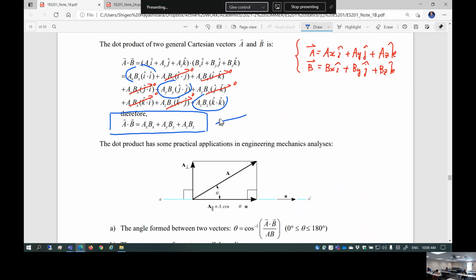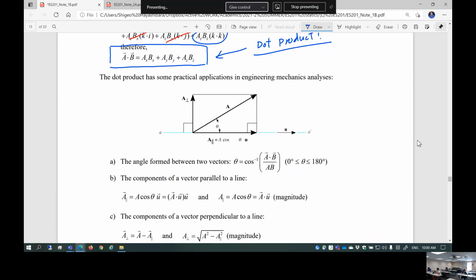So this is the dot product. If you take a two vector dot product, this is the result. This is a scalar. It's no longer a vector result. Okay.